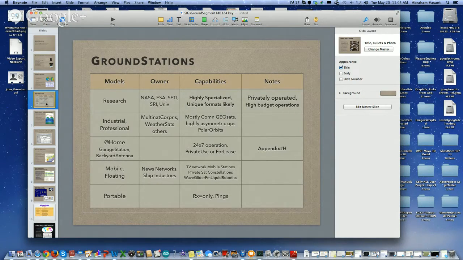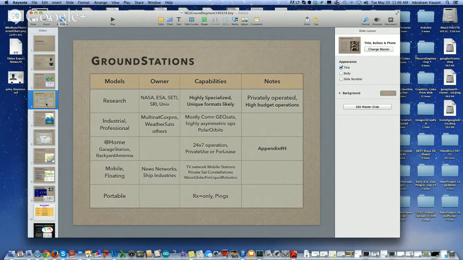What we would like to stay focused on, as well as work around, is the industrial professional kind, the home garage kind, and the mobile and floating types. The industrial professional kind tend to be owned by multinational corporations, with satellites and that type of operations, and they generally operate from the GEO satellites, with highly asymmetric operations in terms of communication links, and some sit in polar orbits.